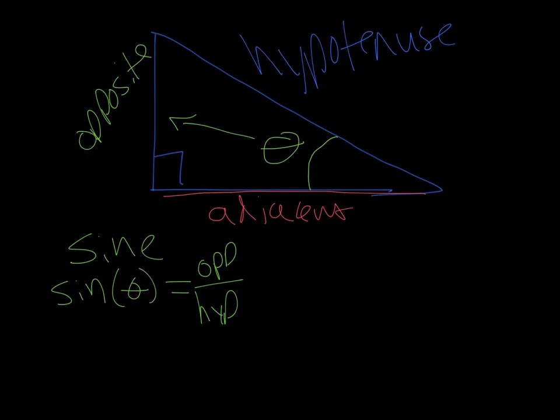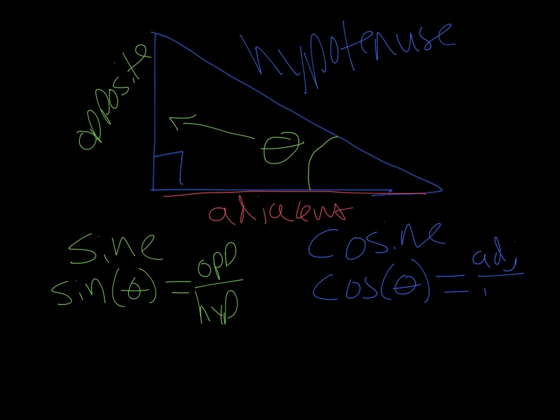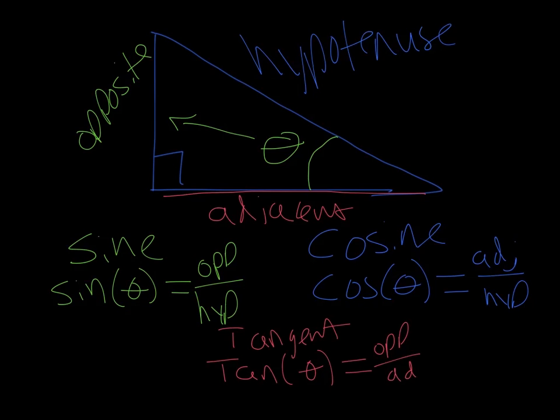Okay, likewise, we'll have cosine. And cosine is going to be abbreviated COS. So cosine of theta is going to be equal to my adjacent side over my hypotenuse. And then likewise, the last one is what we call tangent. Now tangent is abbreviated TAN. So tangent of theta is going to be equal to my opposite over my adjacent.